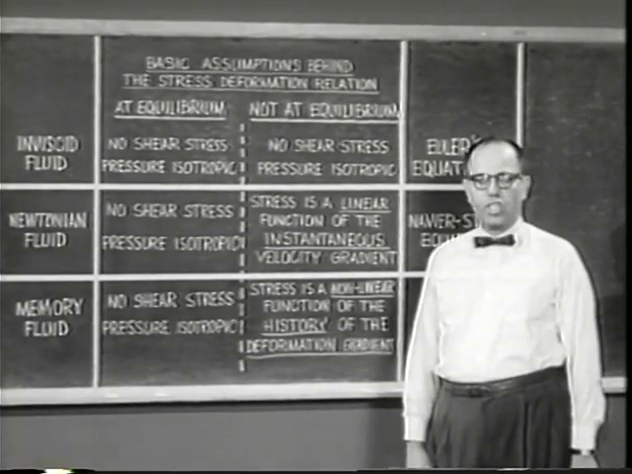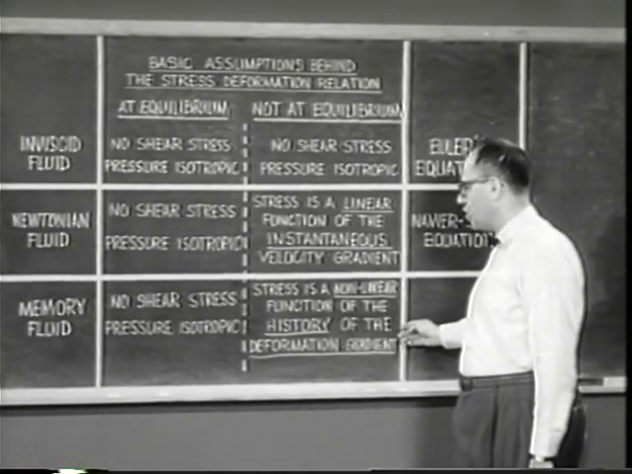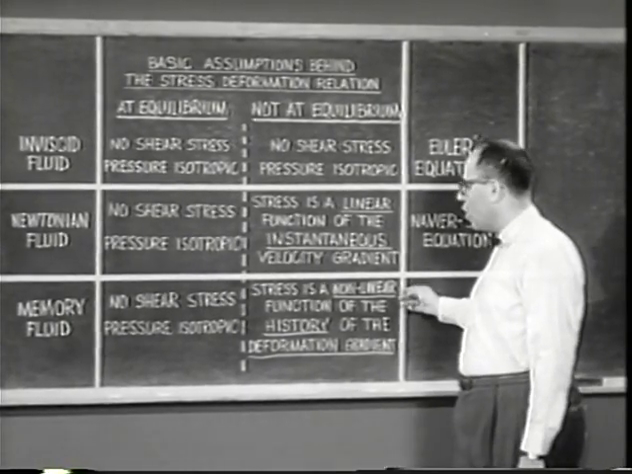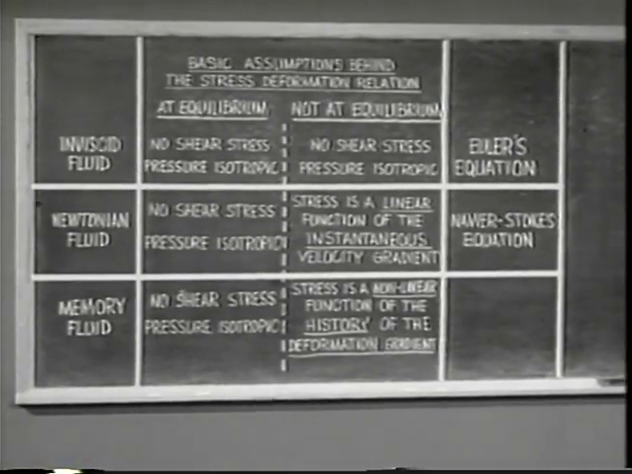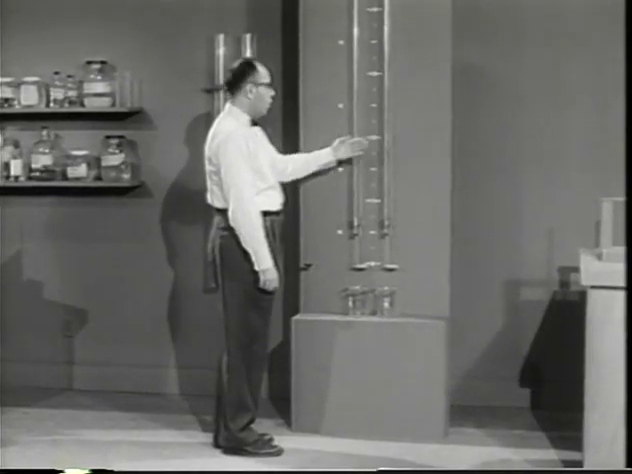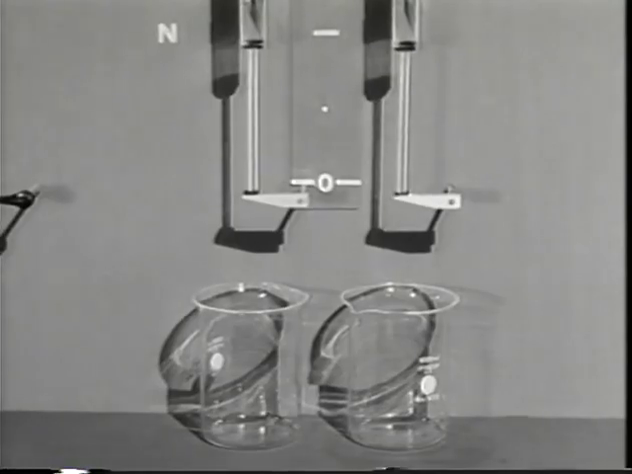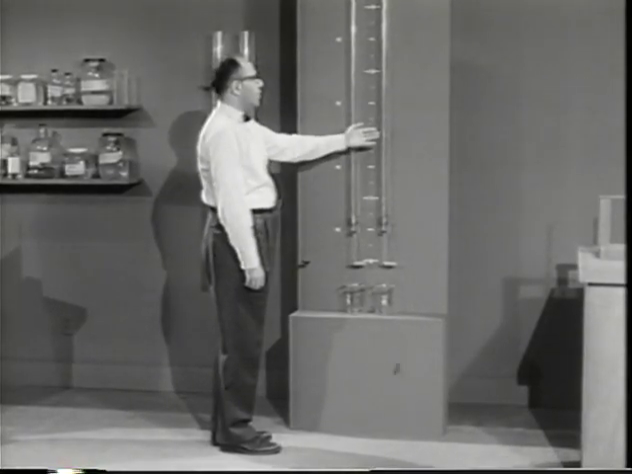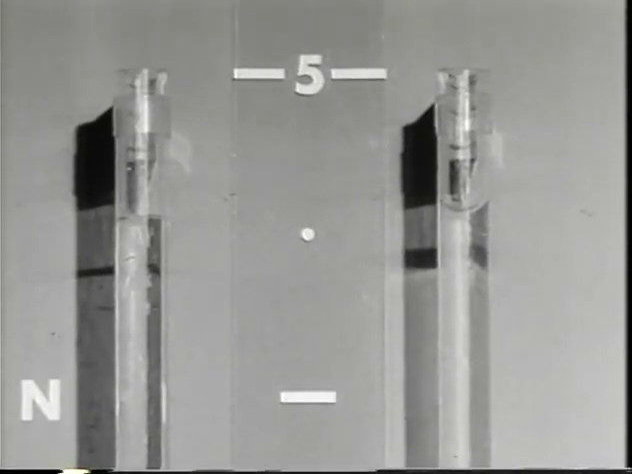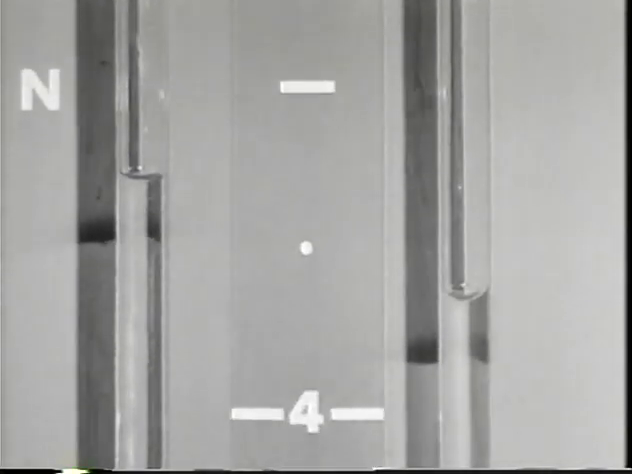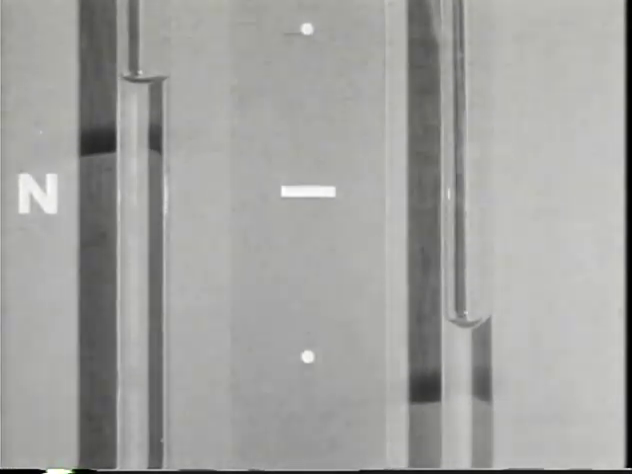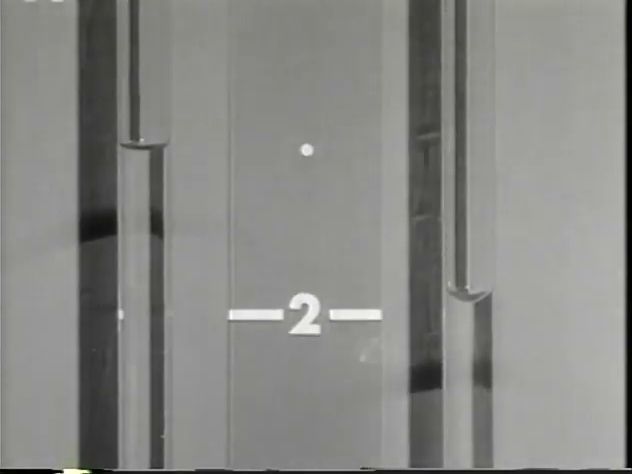We have looked at some experiments showing that the stress depends on the history of the deformation. To illustrate nonlinear behavior, we shall do experiments in which the time-dependent characteristics of the fluids are negligible. Here we have two identical reservoirs with two identical outlet tubes. One contains a Newtonian fluid, the other a non-Newtonian. The levels are the same. At first, the non-Newtonian fluid flows faster. However, after a while, it is overtaken by the Newtonian fluid.